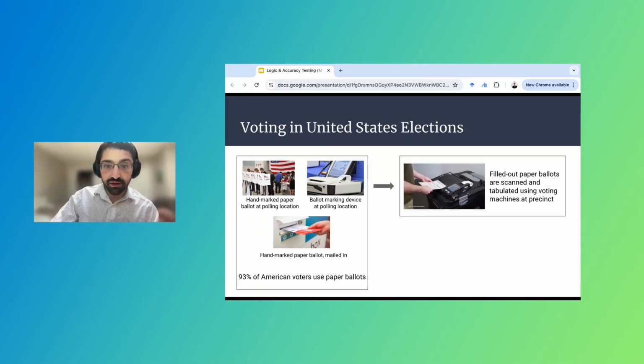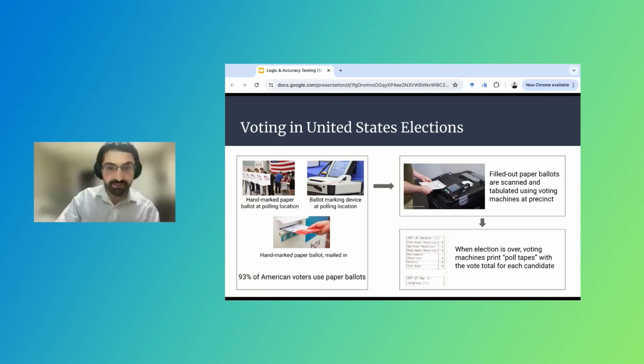These paper ballots, when they're filled out, are then scanned and tabulated using voting machines at the precinct, though it varies a bit depending on where you are in the country of where those machines are. And then when the election is over, those machines print a poll tape, basically just like a grocery store receipt with a vote total for each candidate. And this whole system, obviously greatly simplified, begs a very natural question, which is, why do we use voting machines to scan and tabulate votes in the US?